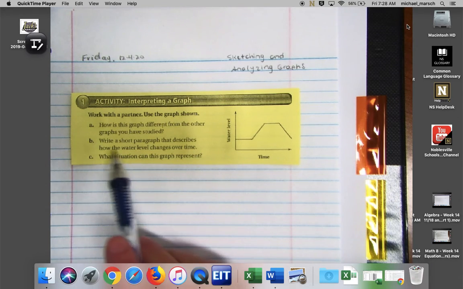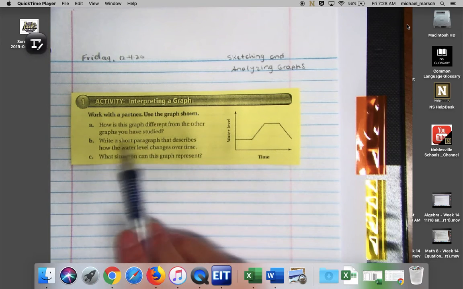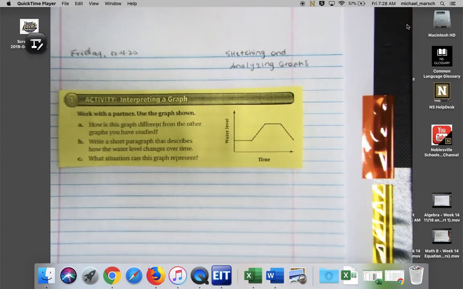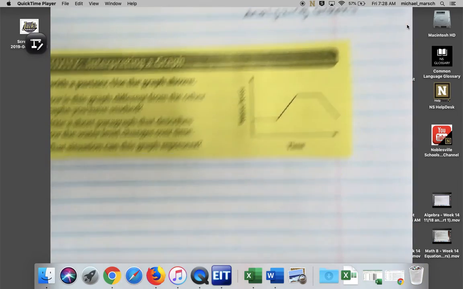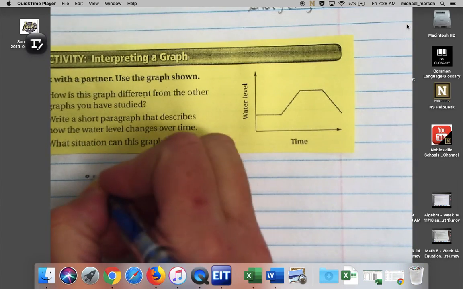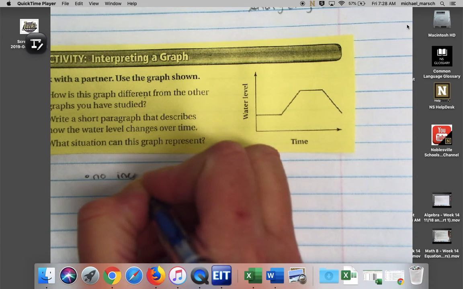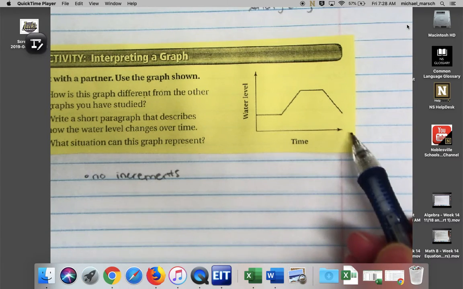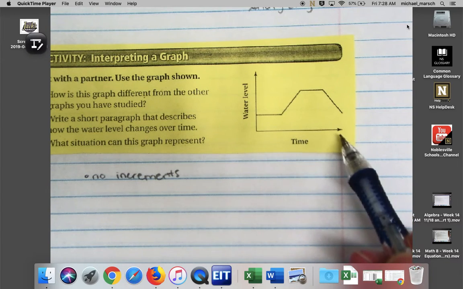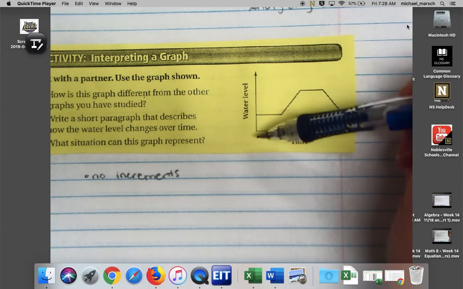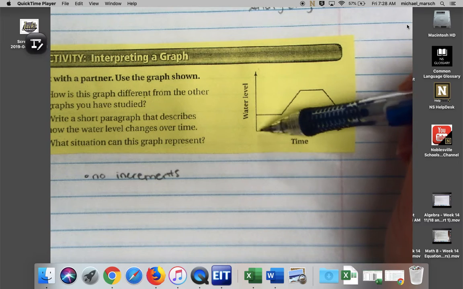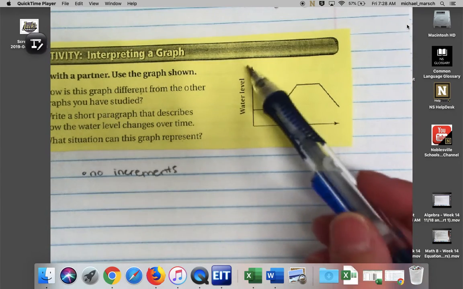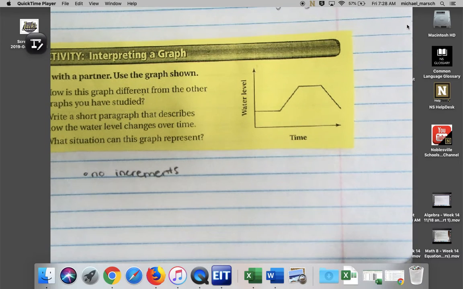So it says, part A, how is this graph different from other graphs you have studied? If we look at this, clearly there's some things missing, right? We don't have increments. We don't know what the time span is. We don't know, is it minutes, seconds, hours? We don't know if water level is feet, inches, centimeters, right? So there's no increments on this graph. We just know that over time, something is happening with the water level, okay?